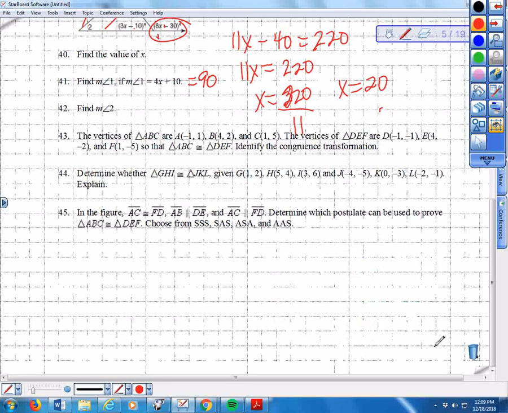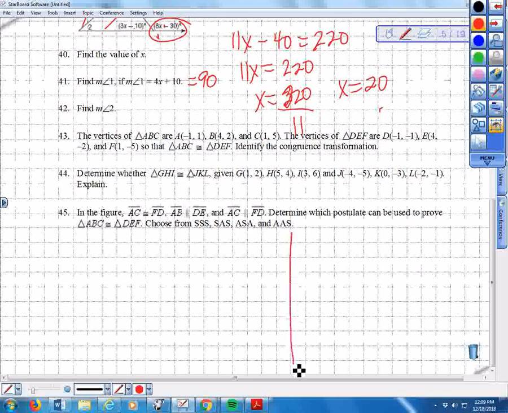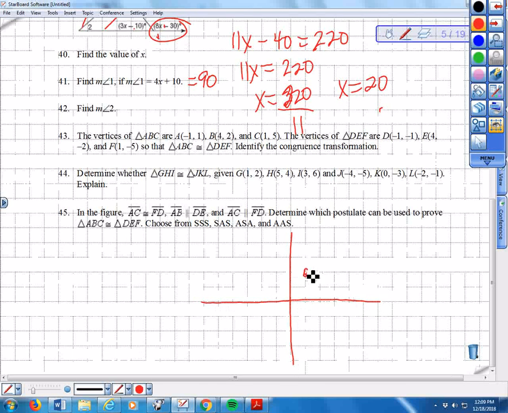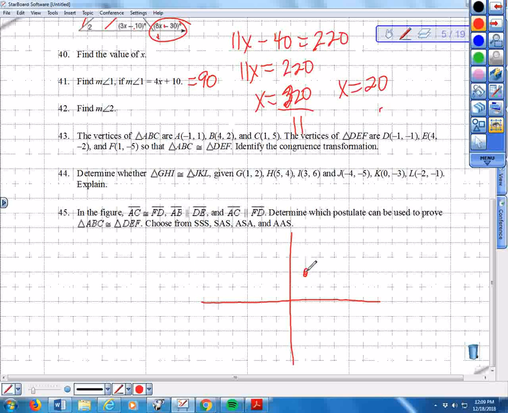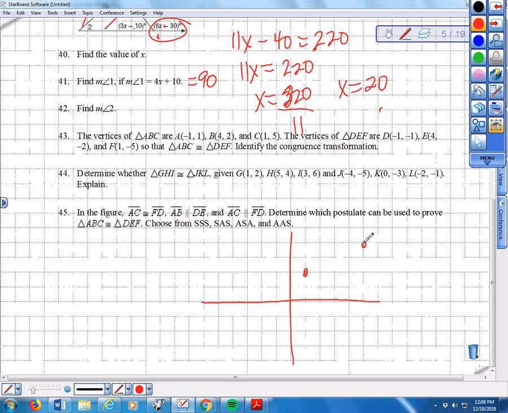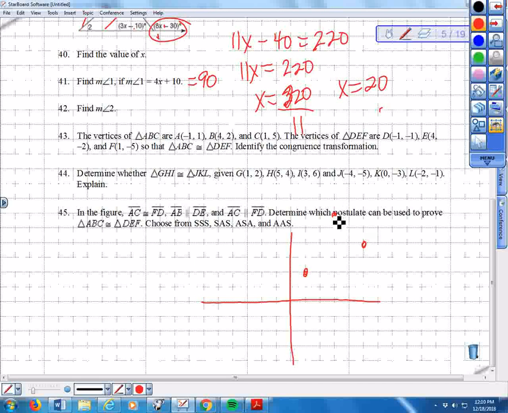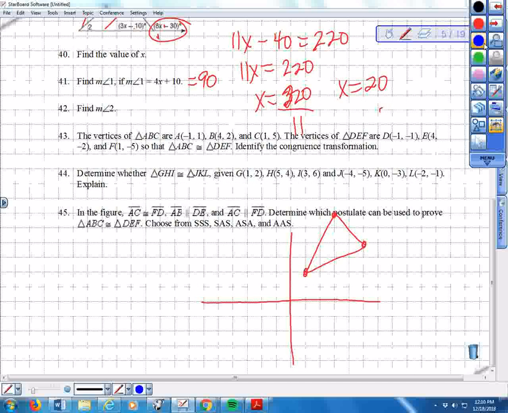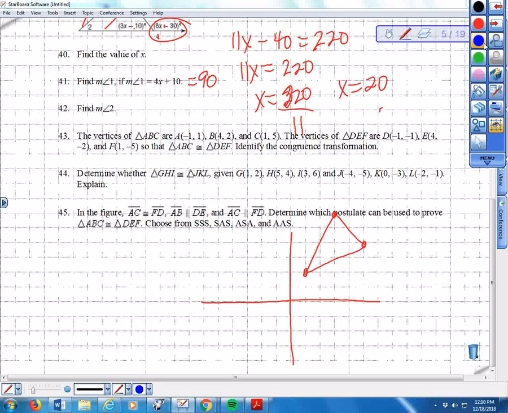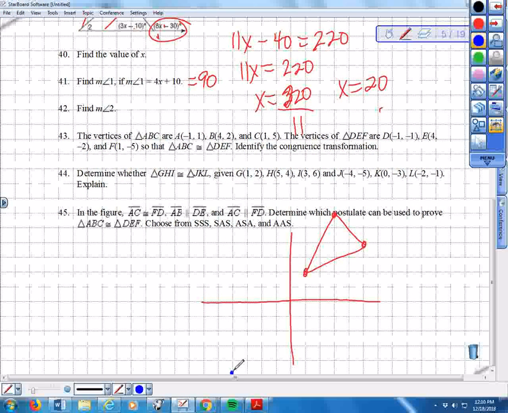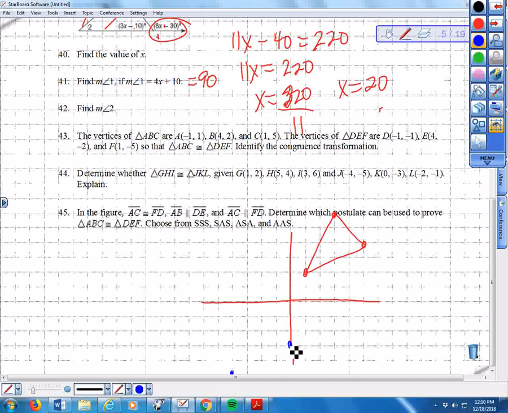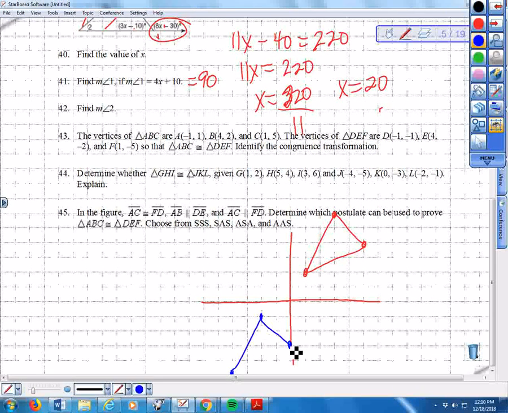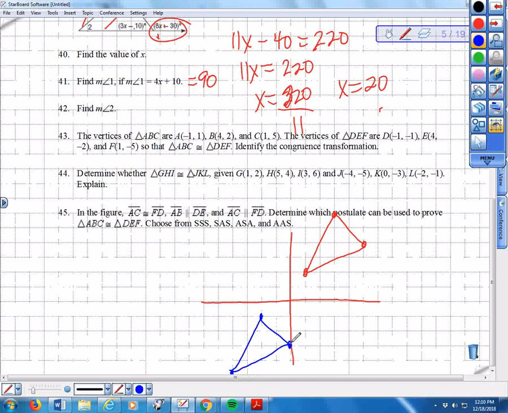Determine whether these two are congruent. I'll go red again. 1, 2. 1, 2, 3, 4, 5. 1, 2, 3, 4. And (3, 6). There's my first one. And my second one is (-4, -5). 1, 2, 3, 4. (0, -3), and (-2, -1). They look like they are.